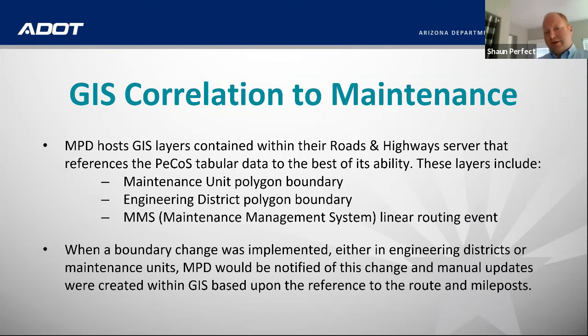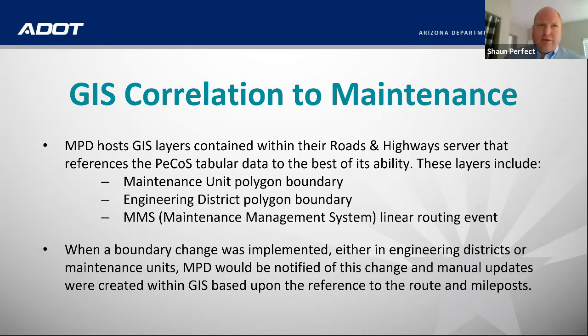The MMS, Maintenance Management System, is a linear routing event based totally upon the PeCos tabular data. It actually fits right onto our roadway network, also called ADOT, and it allows us to overlay all the different events within roads and highways onto this linear routing event with maintenance.